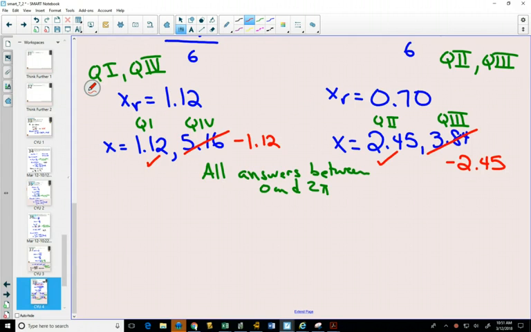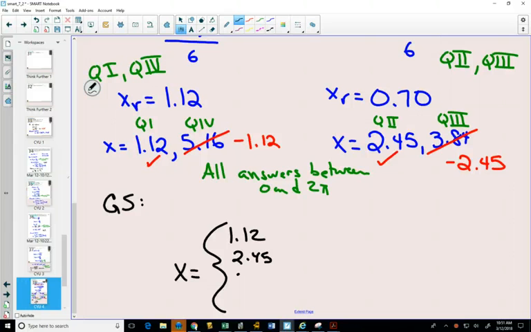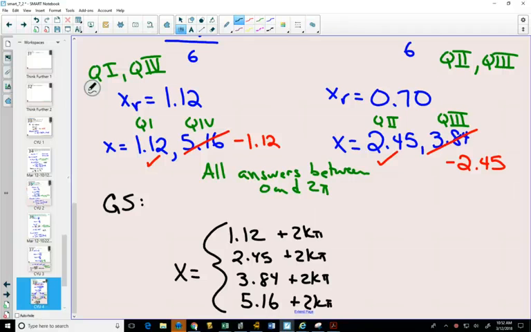Finally, does this one ask for the general solution? It does. So our general solution, we take all 4 of our answers. I'll write them in order, from 0 to 2 pi. Add 2k pi to each of them, where k is an integer.